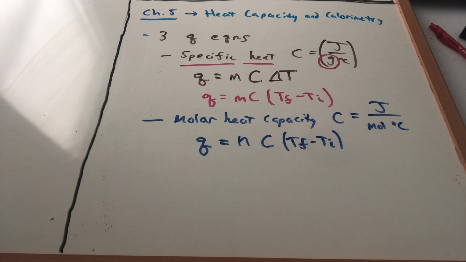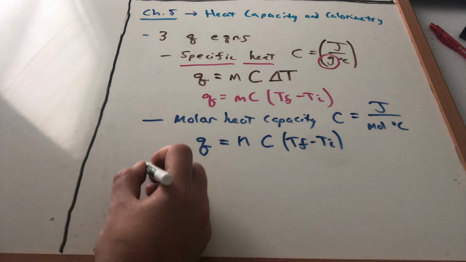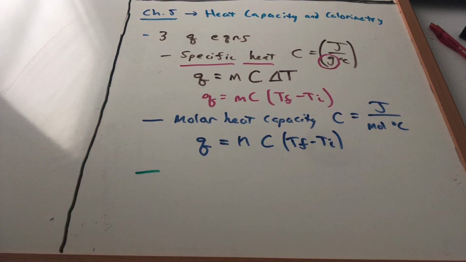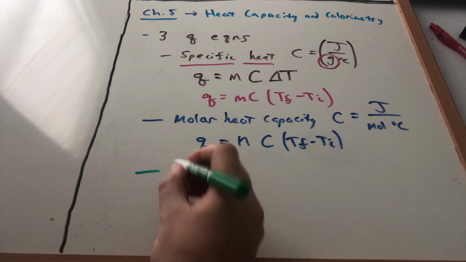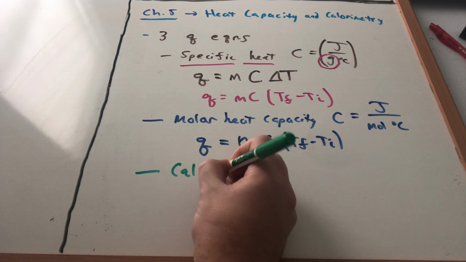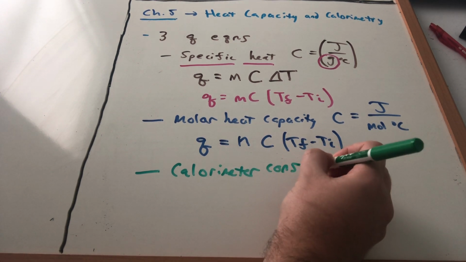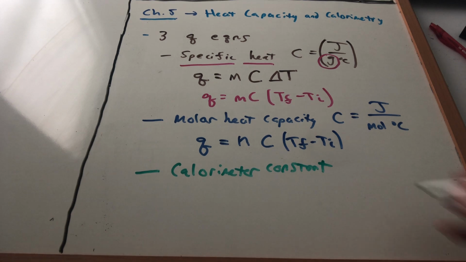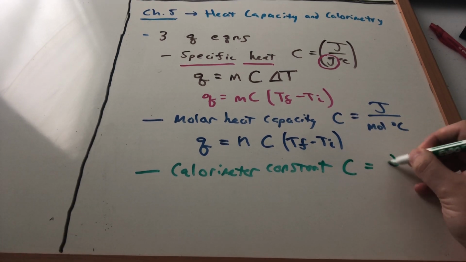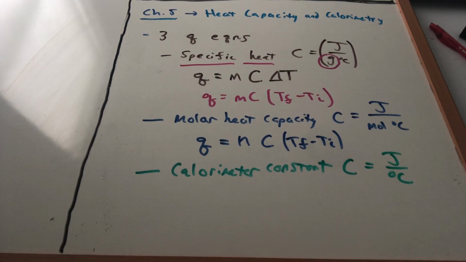I'm going to isolate joules. Okay. The last Q equation that we have is for those calorimeter problems. So when we see a heat exchange and we're also mentioning a calorimeter, when we have those calorimeter constants, remember, these are a bit easier to utilize because the C is just joules per degree Celsius.